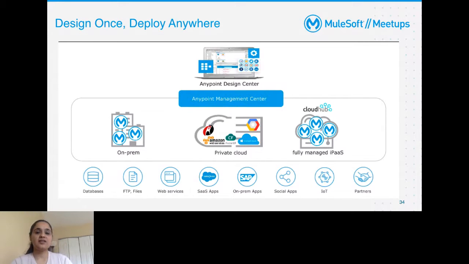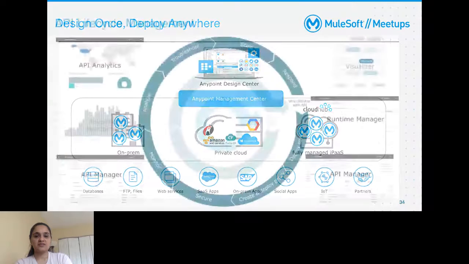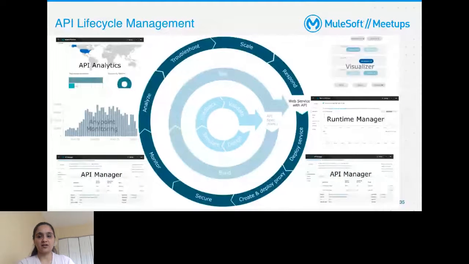With only the single platform, you can design and develop the APIs, deploy those APIs anywhere, and for the different systems, create the APIs and make them discoverable across the organization. You can also monitor and track the APIs for analytics. So this is the API lifecycle management.